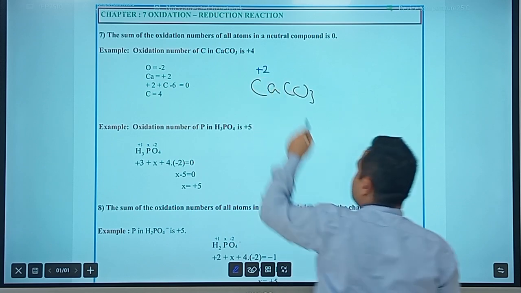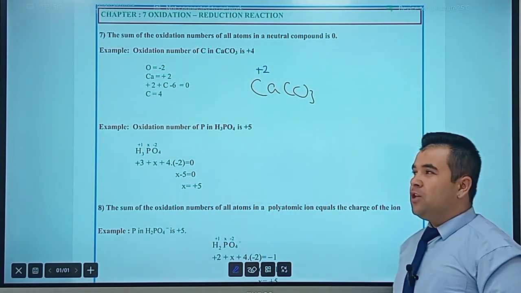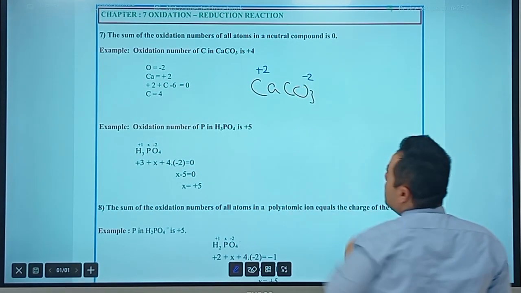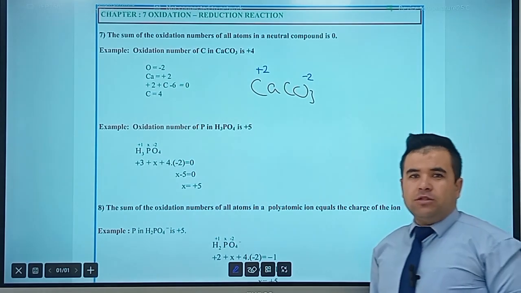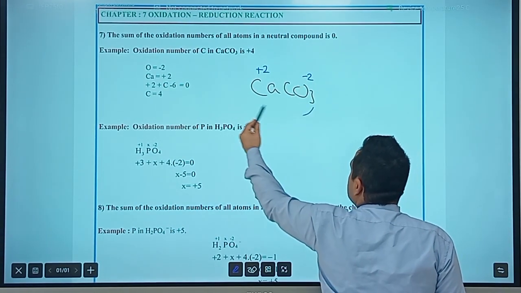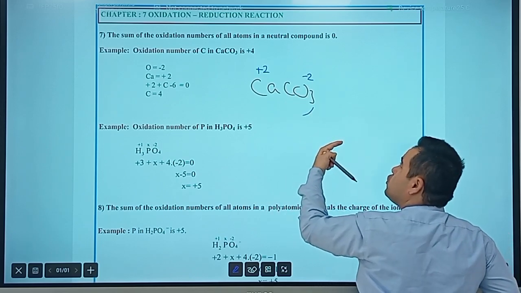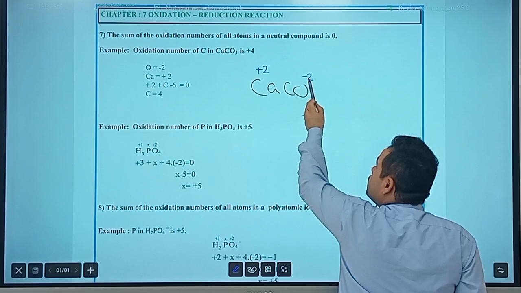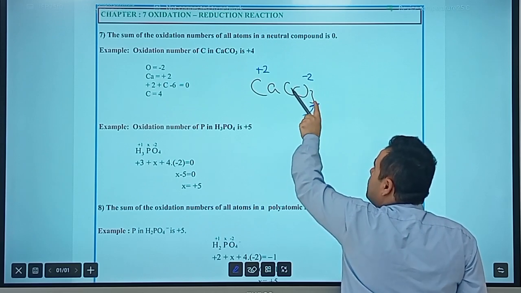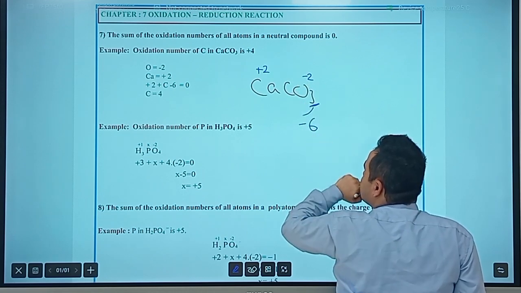Why? Because calcium is an element in the second group, which we talked about. The oxidation number of oxygen is -2. So why -2? Because it's the usual case of oxygen. The summation of the oxidation numbers here must be equal to 0. In counting, guys, this -2 is for one atom of oxygen. How many atoms of oxygen do we have? 3 atoms. So 3 multiplied by -2 is -6.